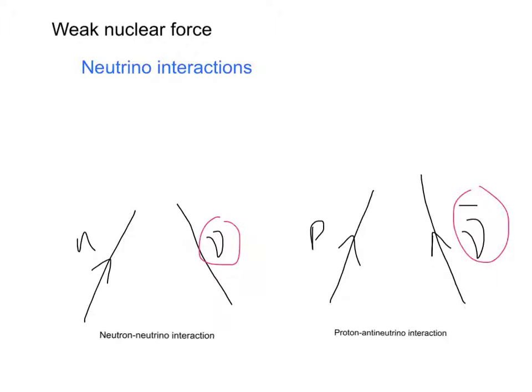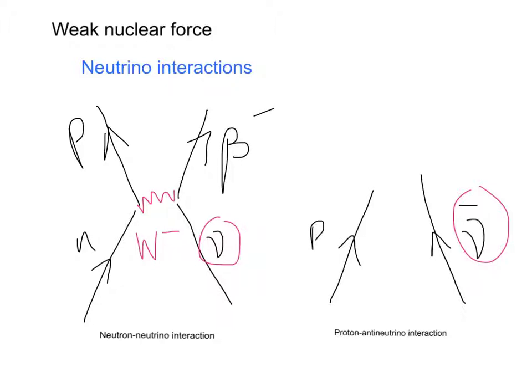Well, for the first one, the neutron-neutrino interaction, we have a W- boson, which is the exchange particle for the weak force. And then what happens is you get your neutron going into a proton and your neutrino going into a beta minus. What's a beta minus? Well, of course, it's an electron.